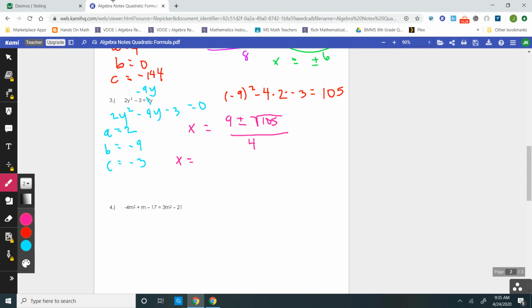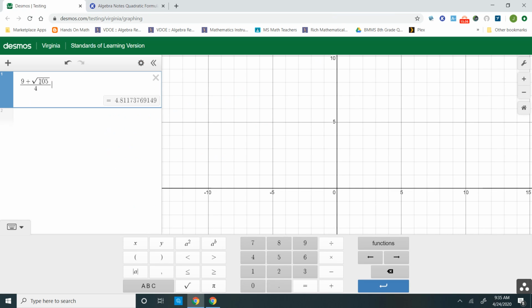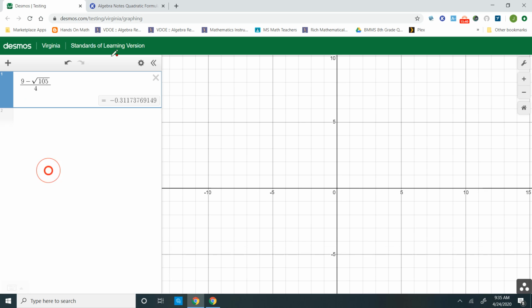Okay, so one of these will be 4.81. And then you can go through and change it to a minus to get your second solution. And then this will be your other one.